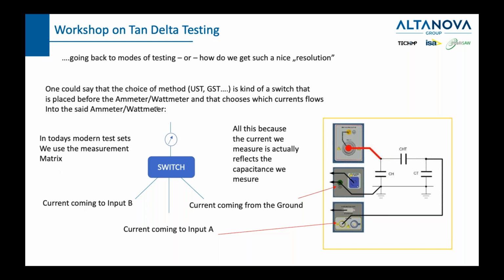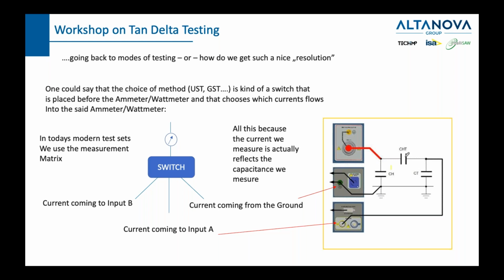So one could say that the choice of method, UST, GST, GST-G, is a kind of a switch. This is a switch which is placed before the ammeter, that chooses which currents flow into the said ammeter. So let me put it like this. Every Delta device in the world will generate voltage and measure current. And what current we measure reflects on what capacitance we measure. If we measure current just passing through here, we will measure CHT. If we measure the current running through here, we will measure CH. And if we measure a current running through here and here, we will measure CH plus CHT.